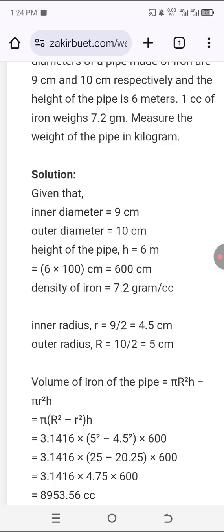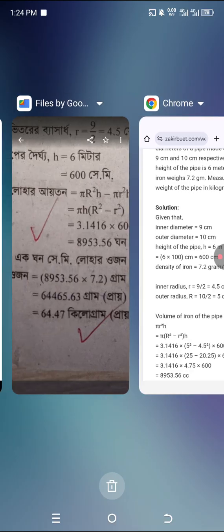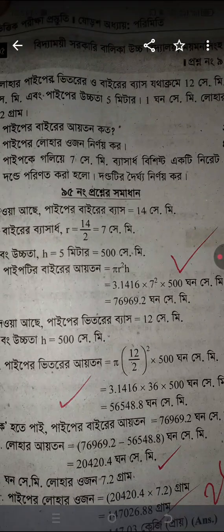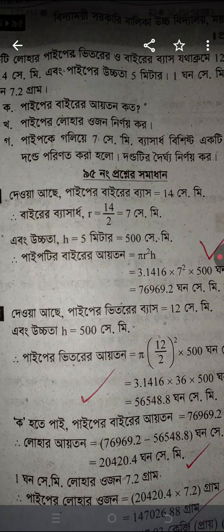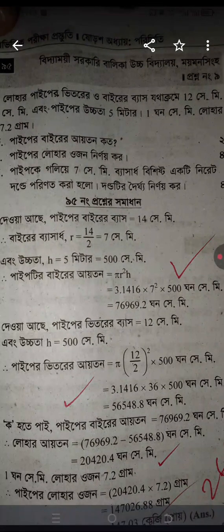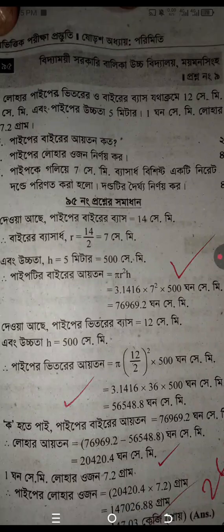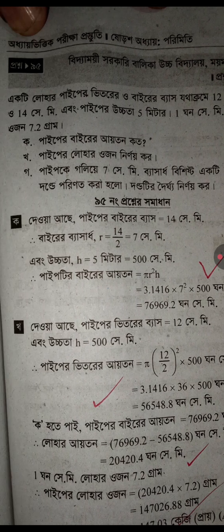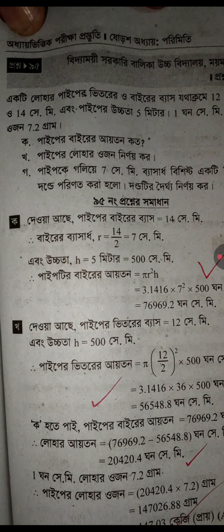Now let's explore another, and this one most definitely has to be the separate case. Firstly, they have calculated the outer volume, then the inner volume. After that, they have subtracted and found the final result. But let us see what the inputs are. The inner diameter is 12 centimeter and the outer one is 14 centimeter. The height is 5 meter and the density is the same as previous. Okay, so 12, 14 and 5.